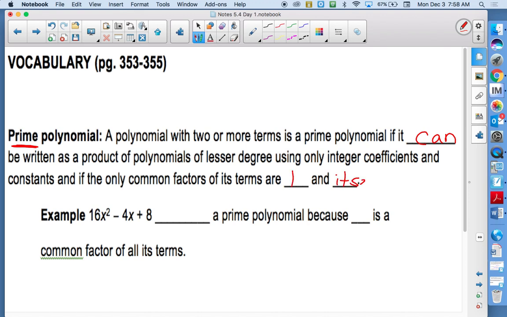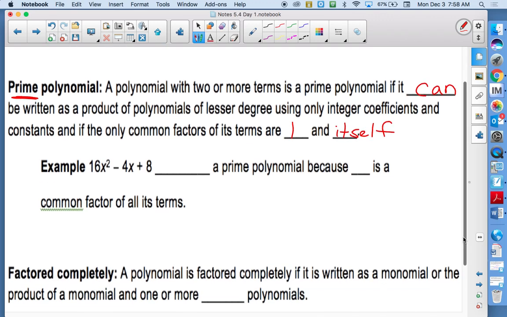Now that is like a huge, wordy mess of a definition. So this is saying that something is considered factored if when you break it down, it has nothing in common or cannot be broken down any further because the only thing it has in common is the number 1 and itself. Nothing else can be pulled out of it. So if you look at the example, we have 16x squared minus 4x plus 8. How can you factor that? What could we do with 16x squared minus 4x plus 8? So just look at those numbers. What can we do to try and factor that?